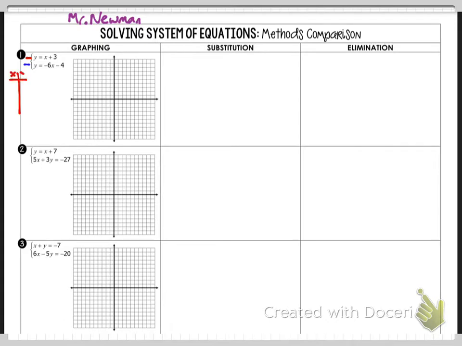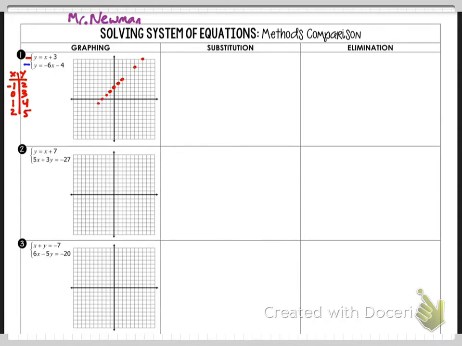So remember, our first step is to make a table of values. I'm going to plug in 0 for x. 0 plus 3 is 3. I'm going to plug in 1, and I get 4, 2, and I get 5, negative 1, and I get 2. And notice when I plot those points, they make a straight line. The line goes up 1, right 1, up 1, right 1.